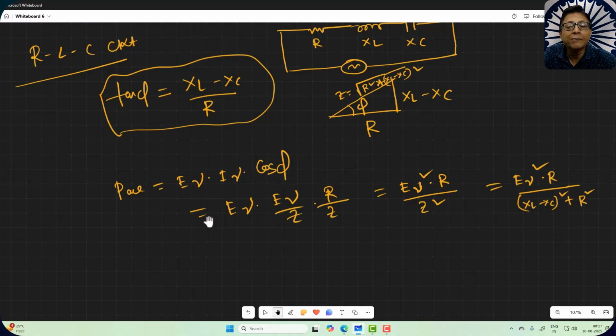In fact, if you remember this expression for numerical calculation, then this is the general one. If you take a circuit with only R and L, put XC equal to 0, I mean where there is no capacitor, then average power will be E nu square R by XL square plus R square. Okay? So this average power you try to keep in your mind for numerical calculation.